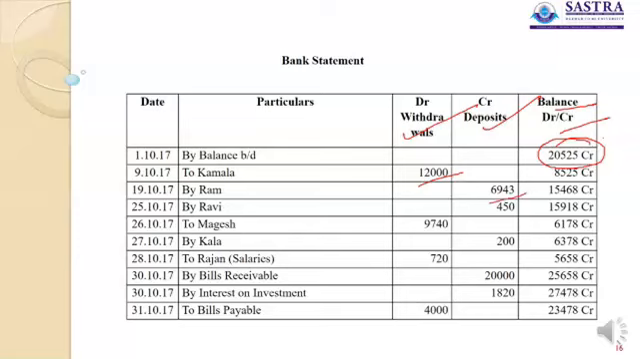By Ram, directly paid into our account, the business account or trade account, and we have got credited 6,943. It is our receipt. And by Ravi also, the amount is paid into our bank account. And Magesh, 9,740 has been debited in our account. For Magesh, it has to be paid and has been paid by the bank directly.